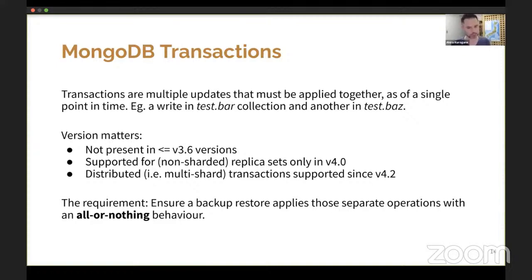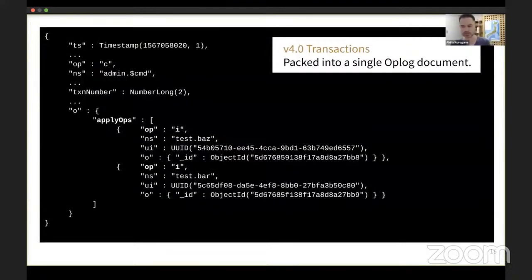So if there's a restore, it should apply. If it applies one, it should apply the others and run a commit. If one appears but not the others, or more to the point, there's no final commit transaction, they should not be applied in the end. Right. I will just quickly show you what a transaction looks like. This is version 4.0. It just puts the multiple operations in the transaction inside one oplog document.